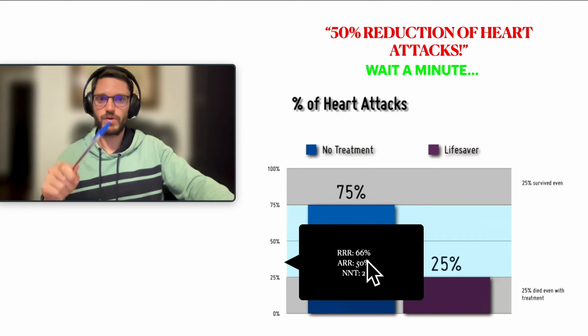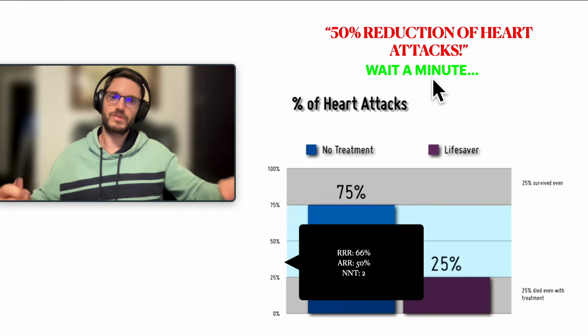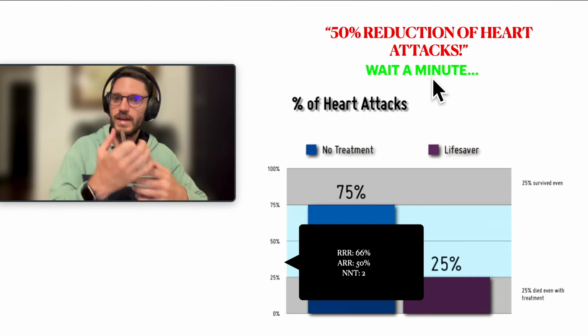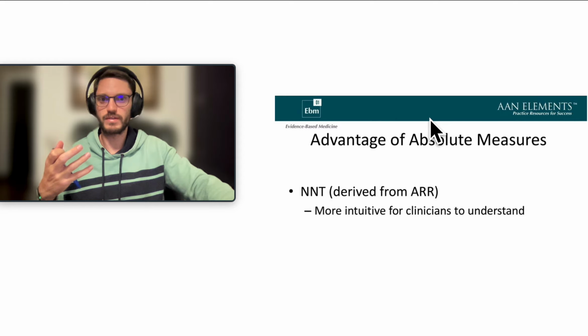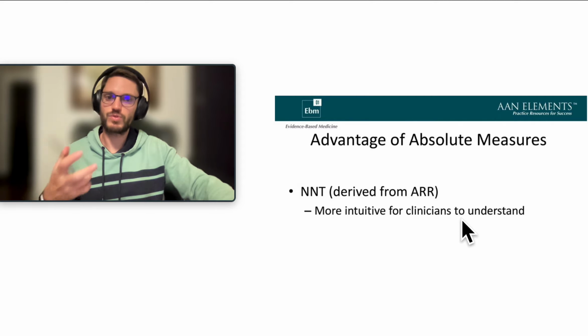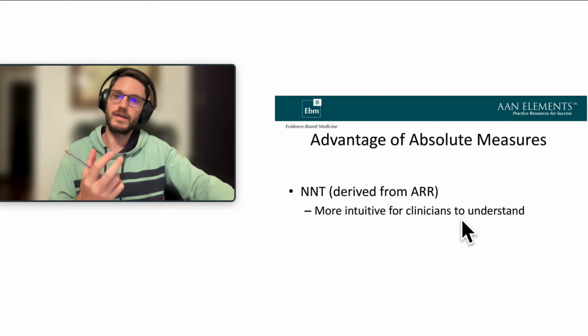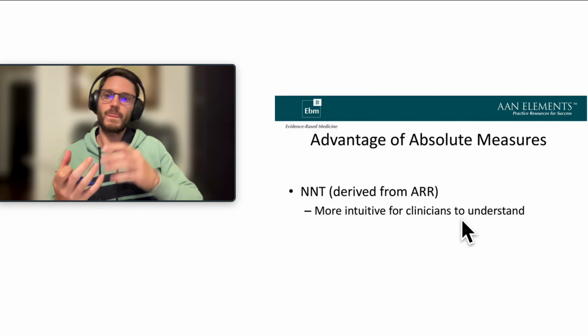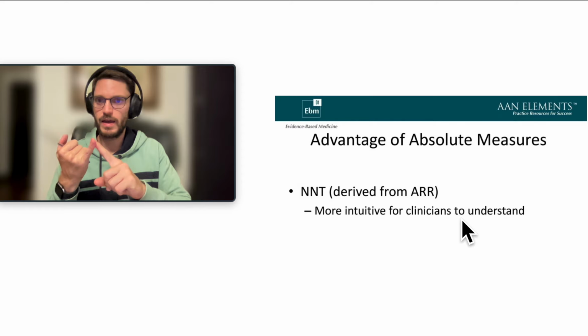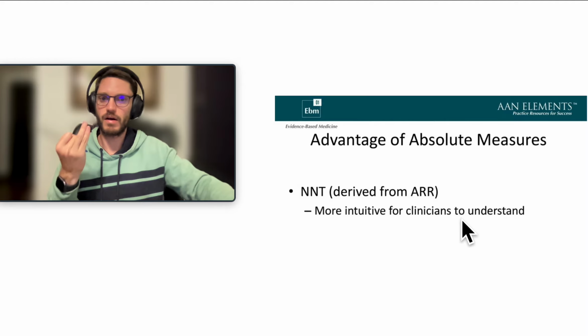So be careful when you have studies that give you these huge numbers. It's better to convert it into information that is more understandable for us. That's why the NNT is more intuitive for clinicians to understand, and that's why we're now going to calculate the NNT and the NNH based off these two values we just saw, the AR and the ARR.